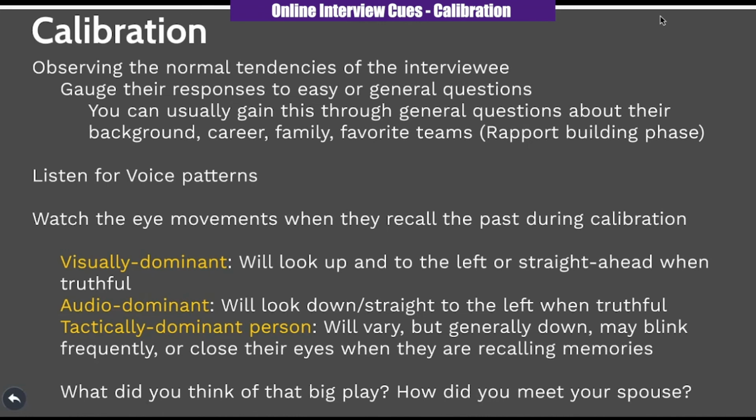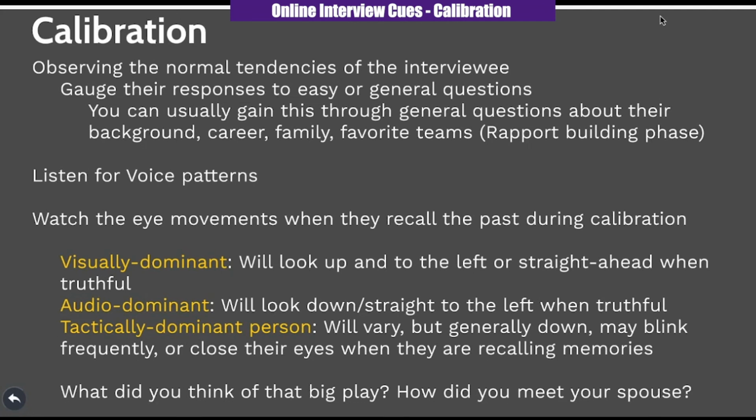So you're going to gauge their responses with some very easy or general questions. Don't forget to put those on your list. Brainstorm those ahead of time, because all of a sudden you're into an online interview and you just dive into the questions of importance to you. You haven't had a chance to establish rapport. You haven't had a chance to calibrate how that individual answers questions. You can usually gain that through general questions about their background, their career, their family, favorite sports teams, whatever it is that you're establishing that calibration through, and listen to their voice patterns.